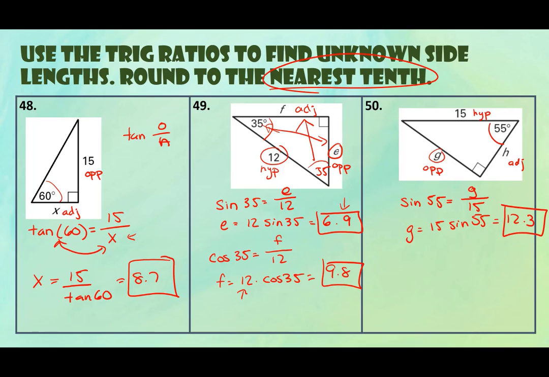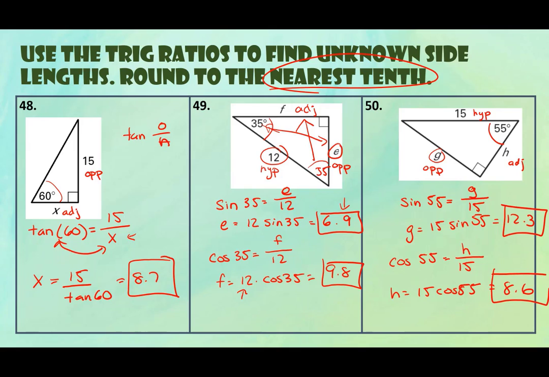Okay. The next thing we're going to do is find this H. So this is the adjacent side. Again, I have the hypotenuse. So I'm going to use cosine of 55, because that's equal to the adjacent H over the hypotenuse 15. And again, because the x is up high, we're going to multiply. So we have H is equal to 15 cosine of 55. You're going to pop that right into your calculator, 15 cosine of 55, and that's going to give you 8.6.